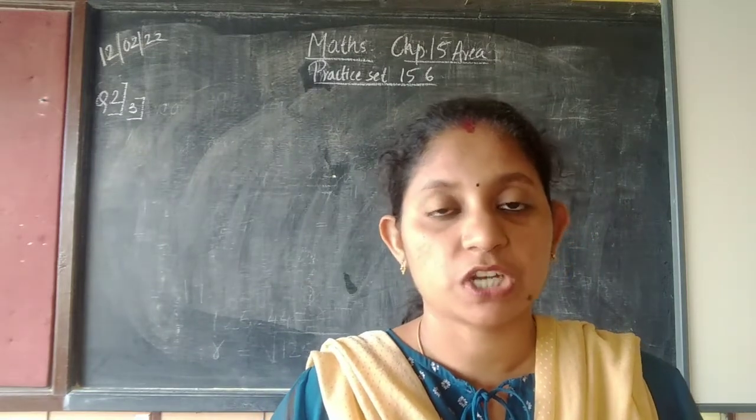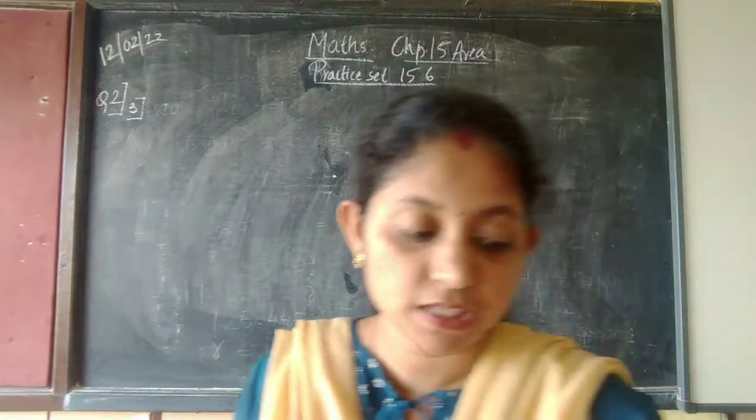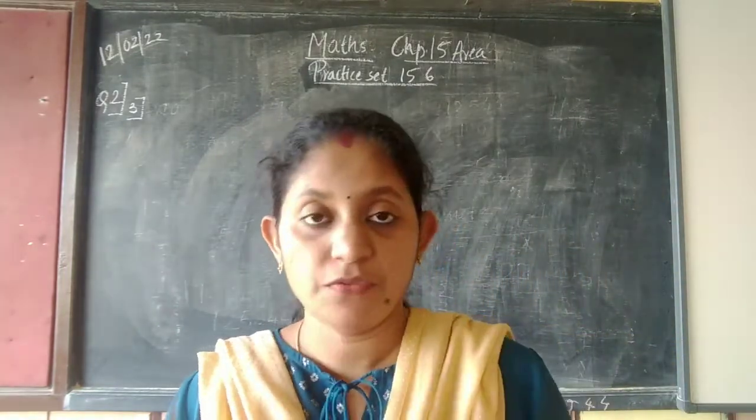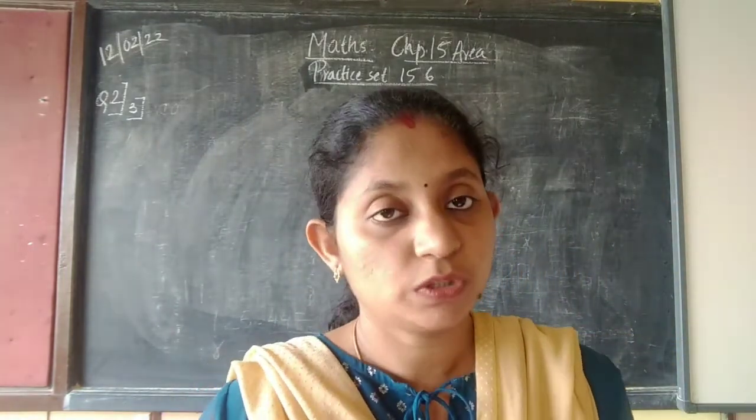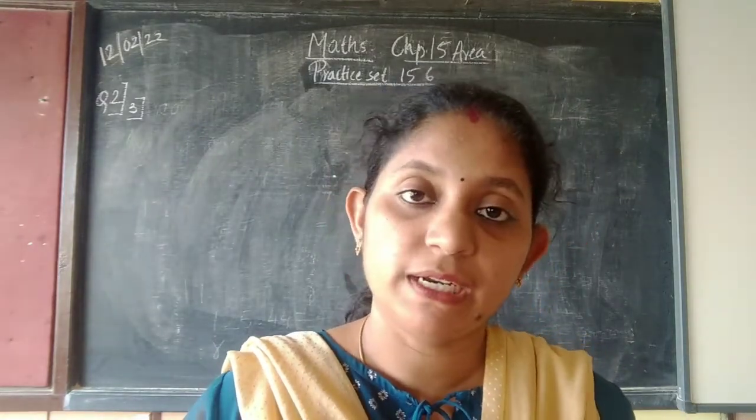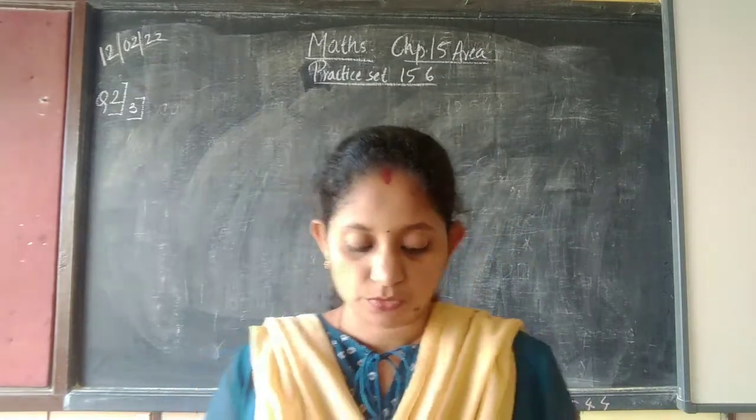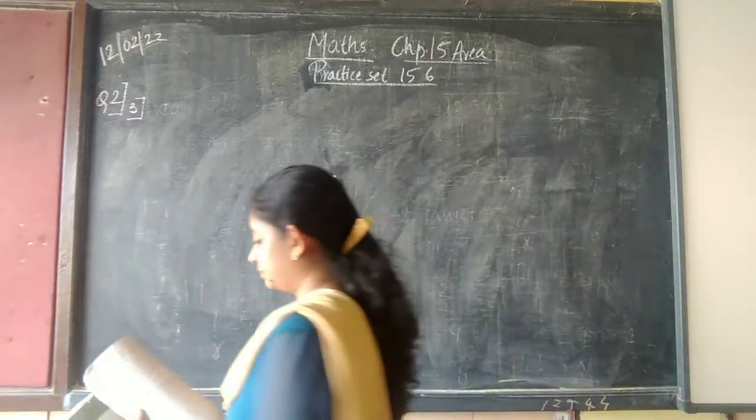Okay, so now we shall continue with question number 3. What is the question given? Area is given and we have to find out the diameter. How will you find out the diameter? If you know the radius, double of the radius is nothing but the diameter. So whatever radius you get, you are going to multiply it by 2.